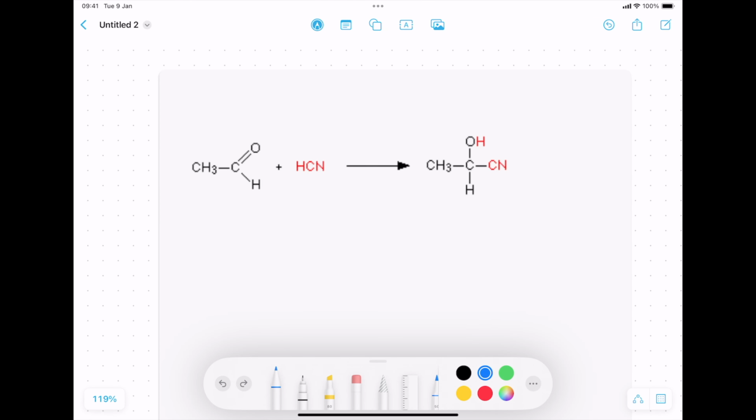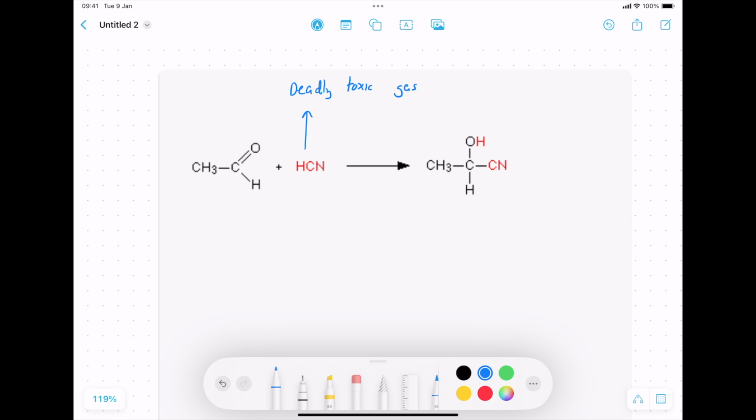What we have here is the reagent hydrogen cyanide with ethanal, and it's producing a hydroxynitrile. The thing I want to talk about first is the reagents and conditions. So hydrogen cyanide is a deadly toxic gas, so that isn't usually used directly.